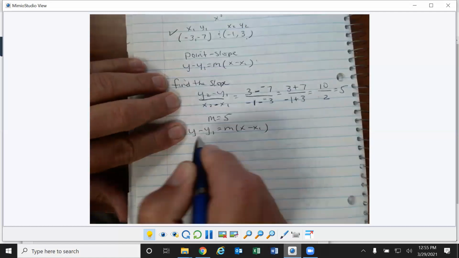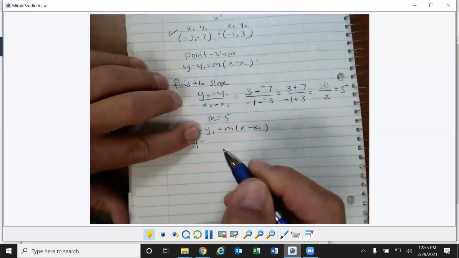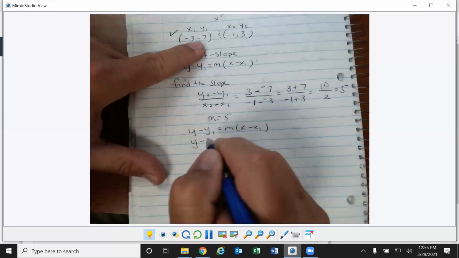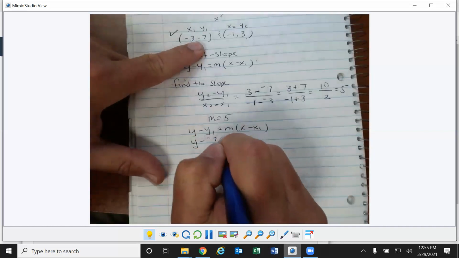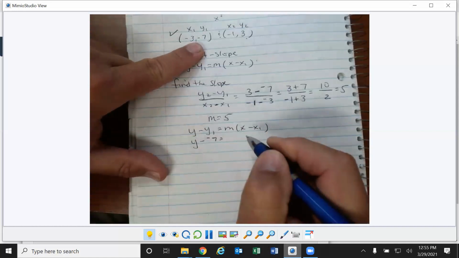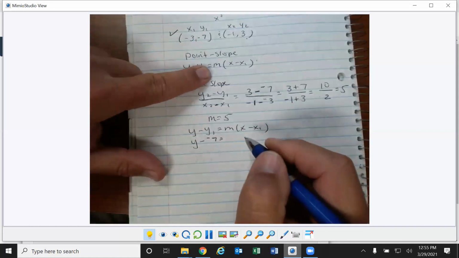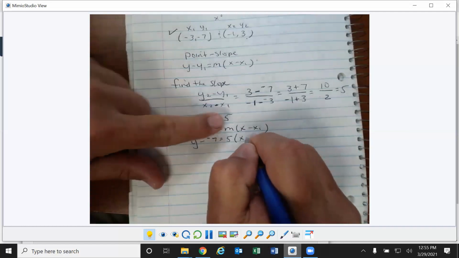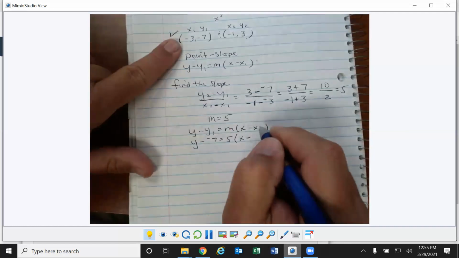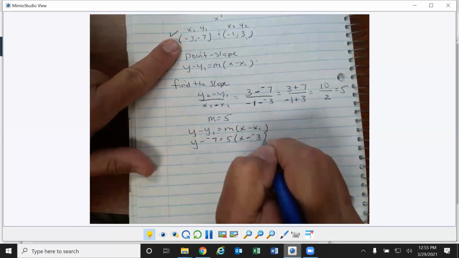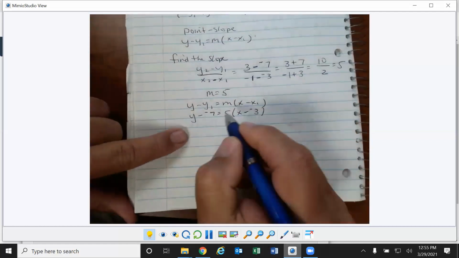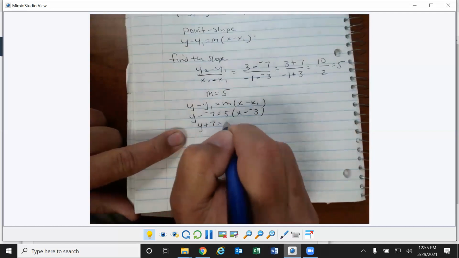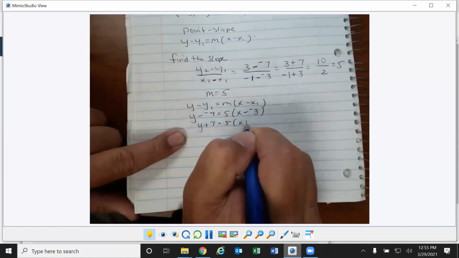All right, so y we're going to leave alone. My y1, okay, and we're using this guy here, is a -7. So I'm putting a -7 here. My slope is 5. X, and now we're putting a minus, and my x1 is also a -3. All right, now remember, they want us to leave it in this form. We just have to clean it up. So y plus 7 equals 5, x plus 3.